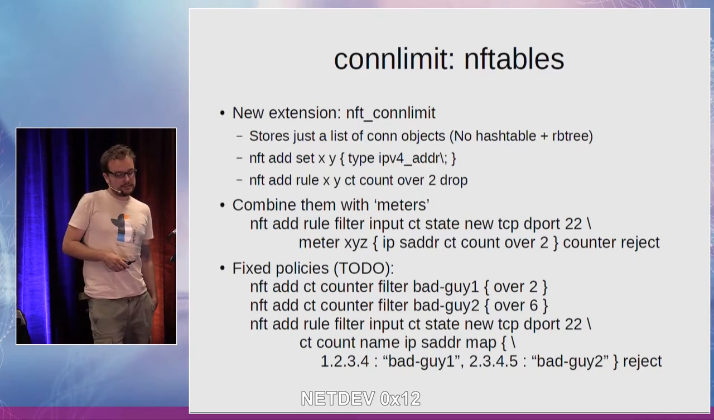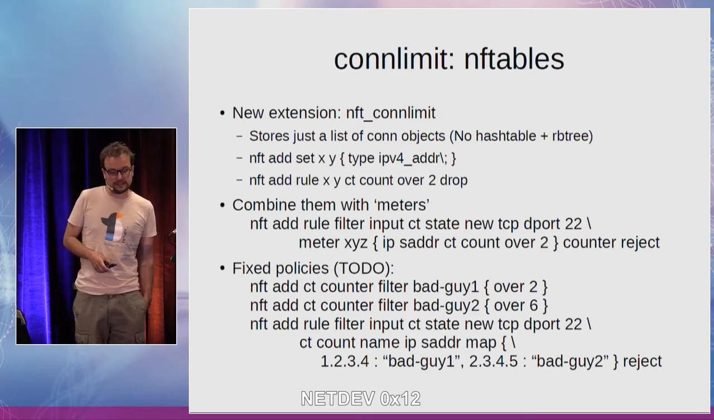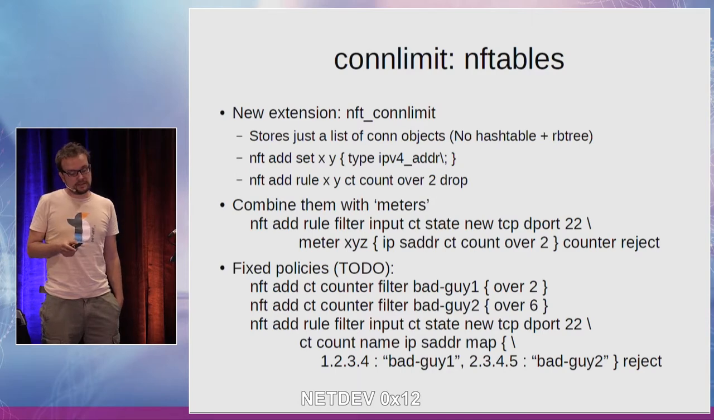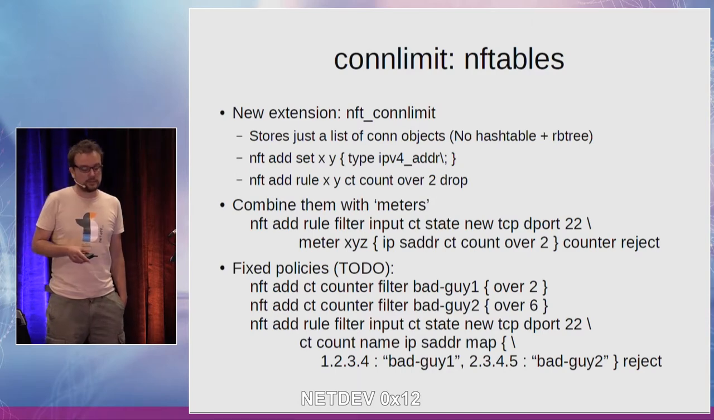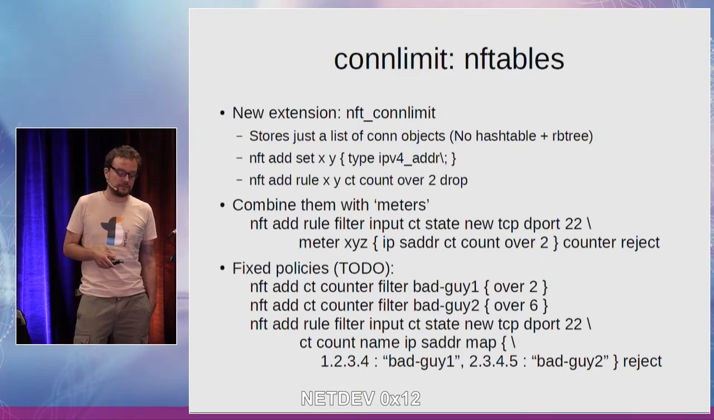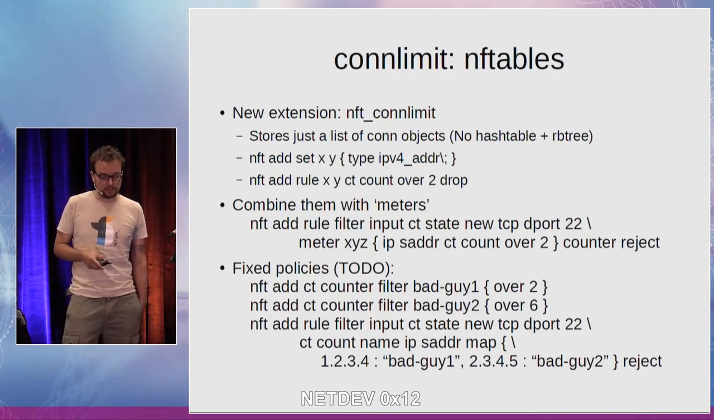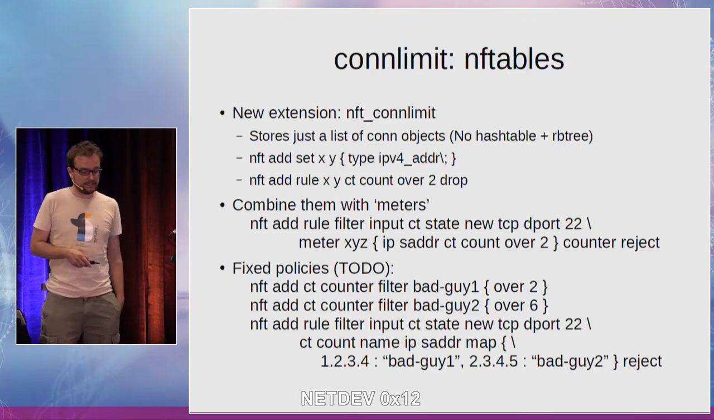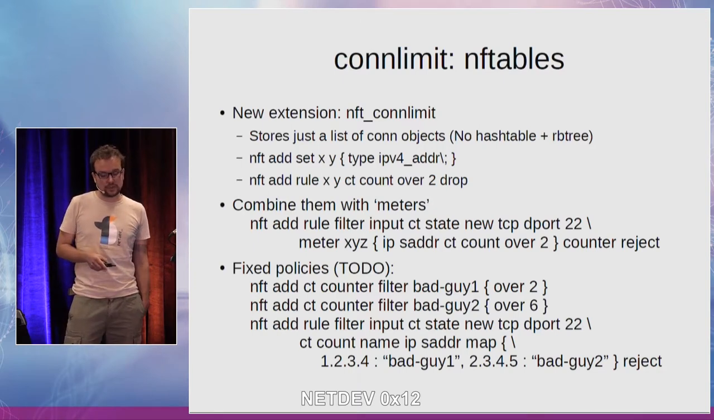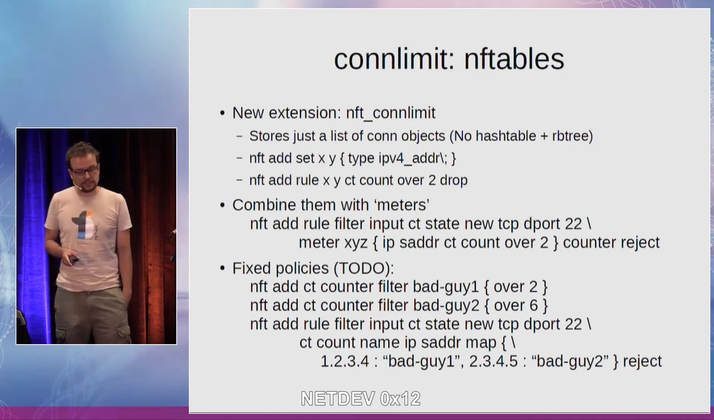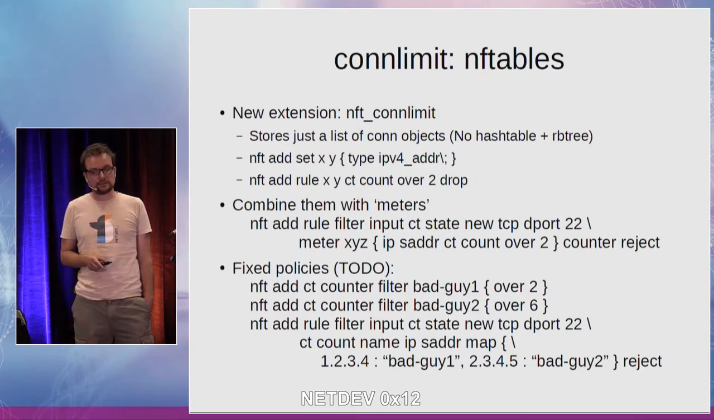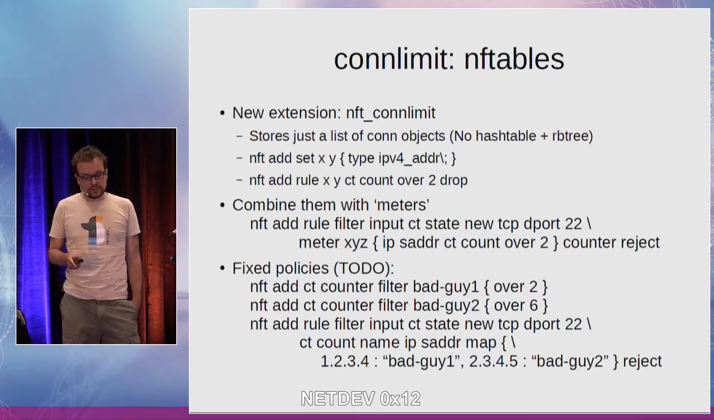So something to be done yet is something that we don't support in iptables. Basically, with the connlimit support in nft, we can do way more things than in iptables. We can exactly mimic the same behavior, but we can also do fixed policies using the object infrastructure. So you can create a ct count object, let's call it badguy1. We are going to set a policy that is going to be over 2, and then also badguy2, and set a policy of if connections go over 6, then match. And then from the rule, we are going to refer to these objects, and we could use a map to quickly find what ct count objects is going to be applied.